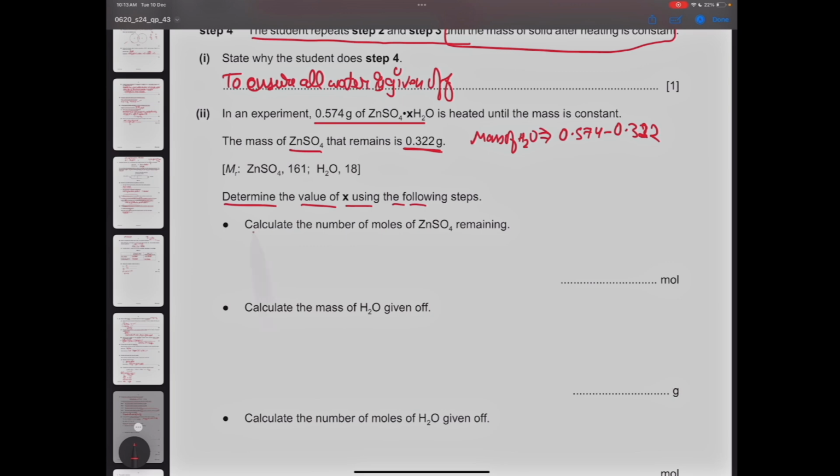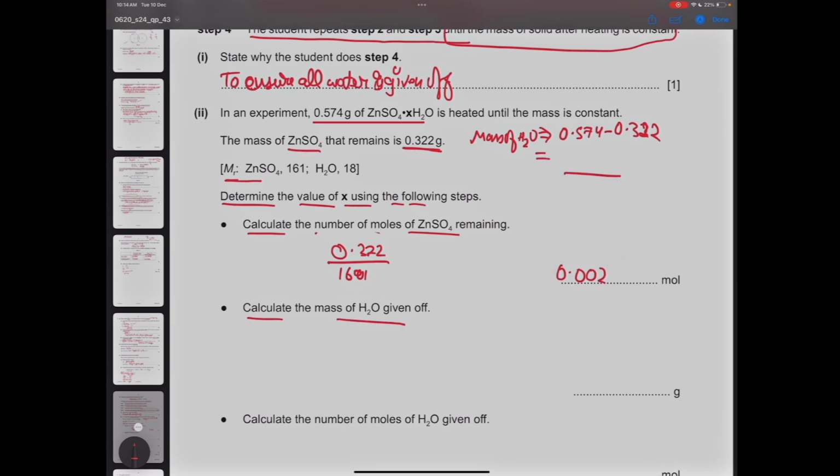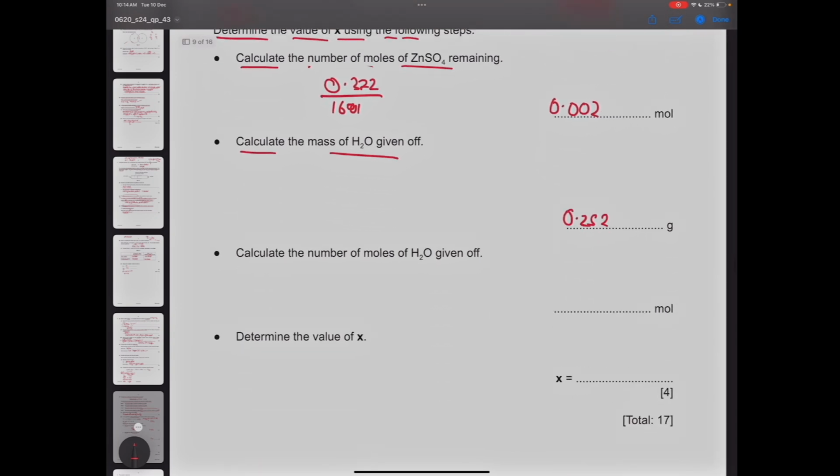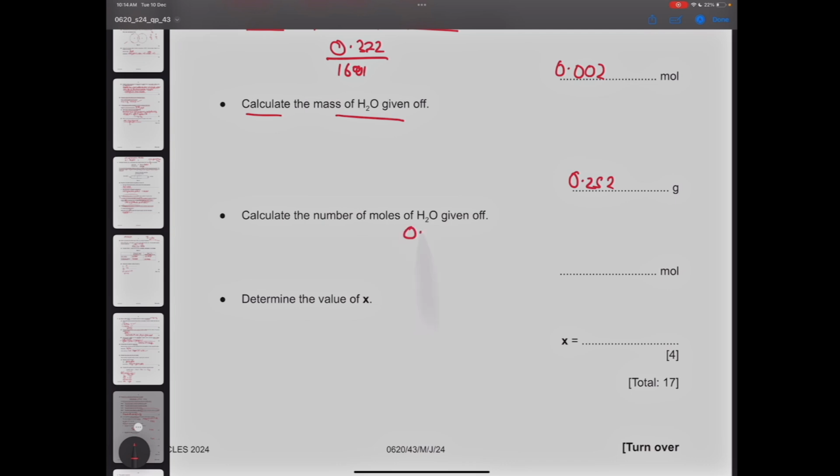Now first, calculate the number of moles of ZnSO4. So you know that the mass is 0.322 and the molecular mass, Mr, which is given here, is 161. So you divide 0.322 by 161, and your answer will come out to be 0.002. Calculate the mass of H2O given off. So you just need to subtract both of them. Your answer will come out to be 0.252. So write 0.252 here. Calculate the number of moles of H2O. Now you know that it is 0.252 by 18. The molecular mass of H2O is 18. So divided by that, you will get the answer to be 0.014.